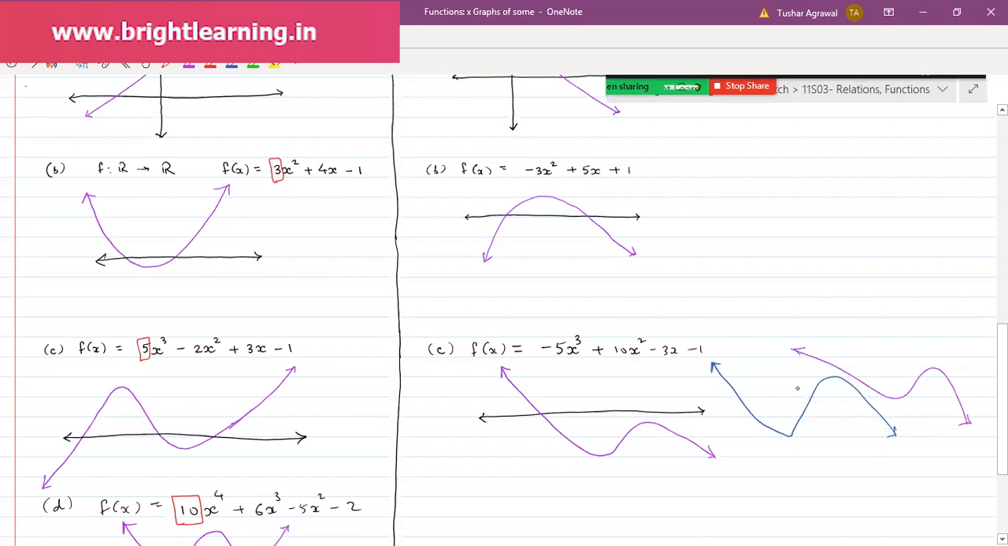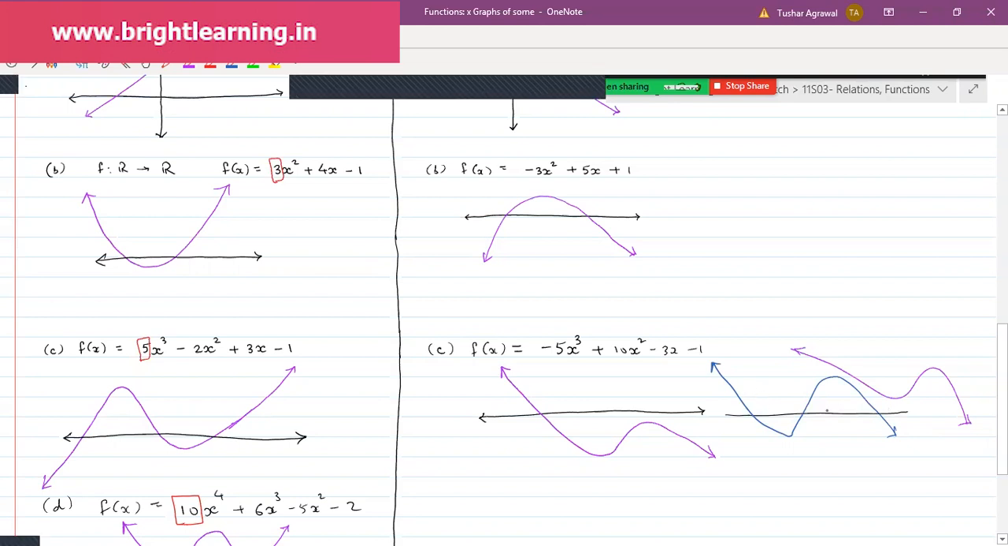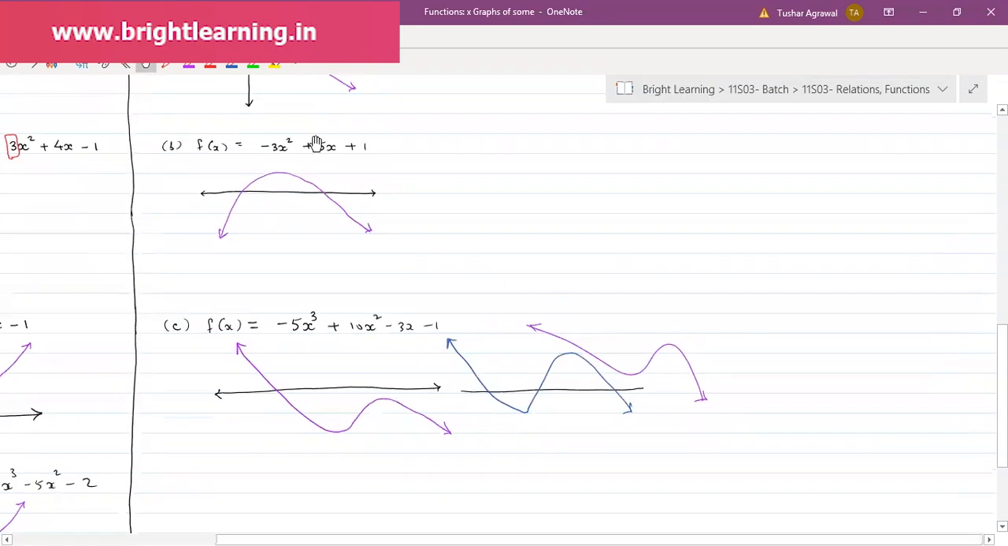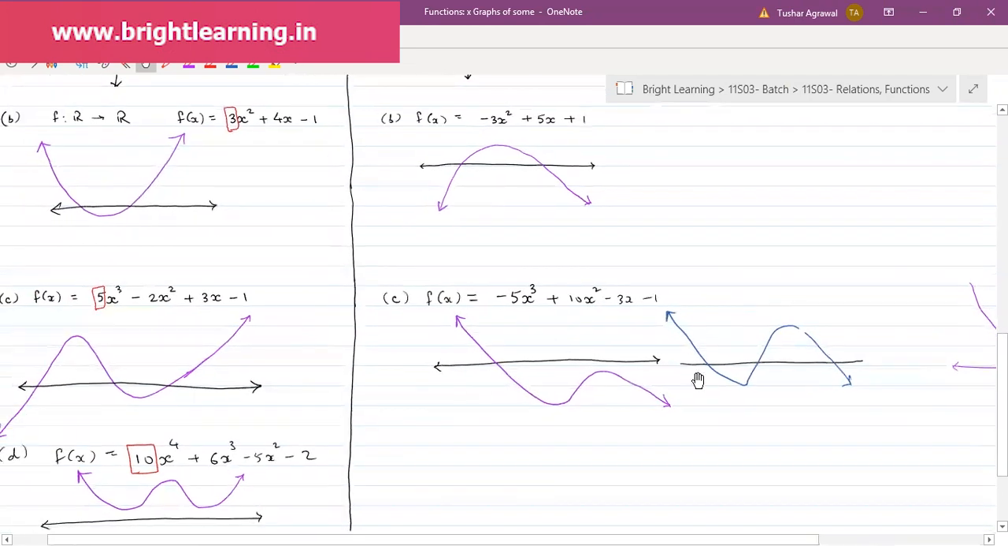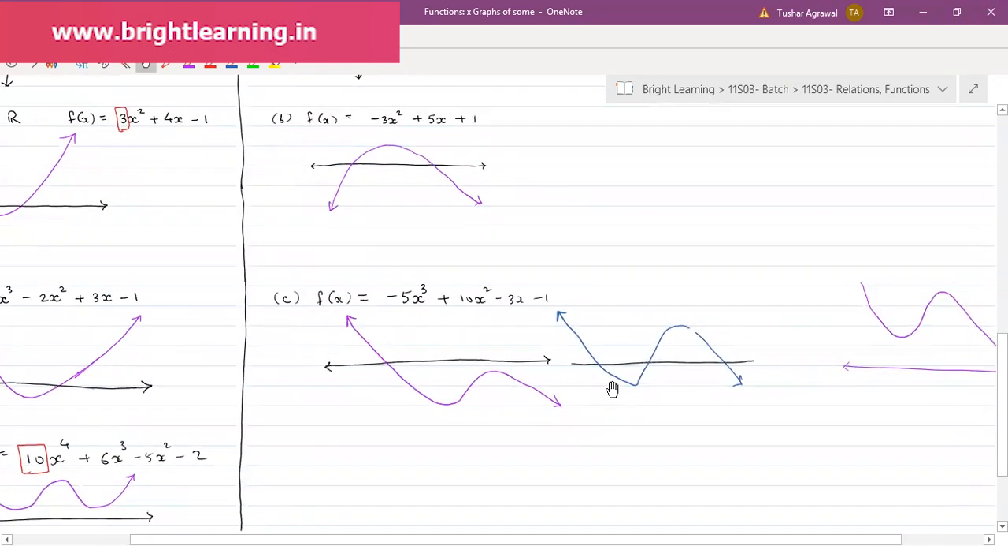Then it will intersect the x-axis in 3 points. Or it may happen that the graph is something like this, 2 points above and 1 here. But the shape is similar. Observe the shape. I'm just telling you the shape. Relative position with respect to the x-axis, at how many points it will cut, we are not going into those details now.